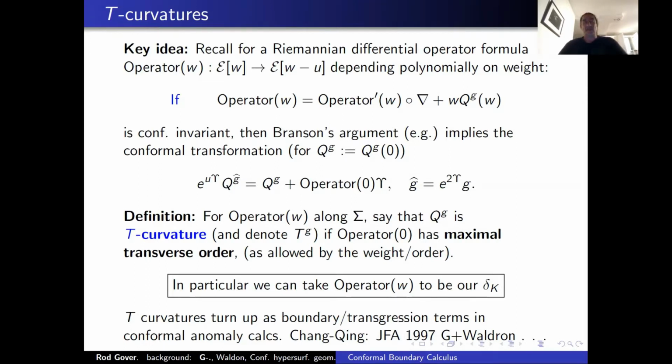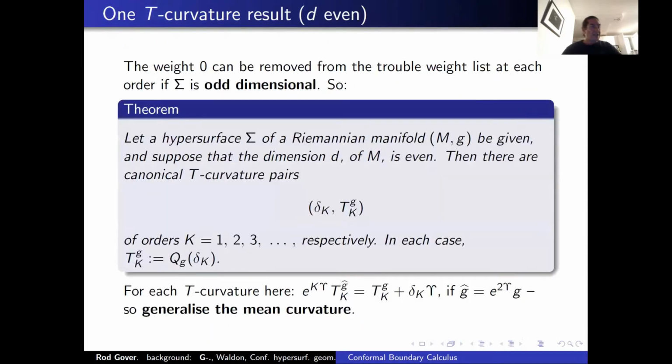And this is interesting because T curvatures turn up as transgression terms in conformal anomaly calculations. So that's really the original motivation, although it's already interesting like this, I think. And we give one other application of this, but yeah, so they turn up in interesting places. So here's an example result. So I'm almost about to stop.